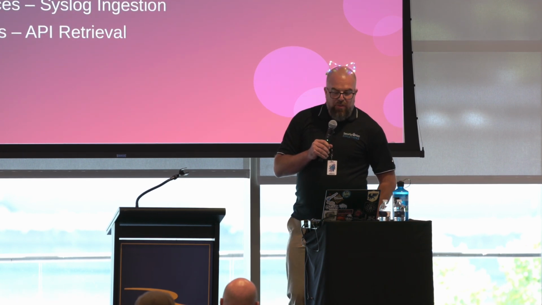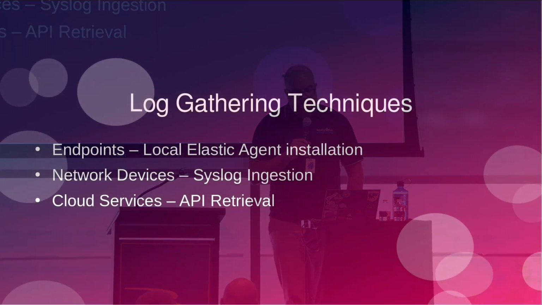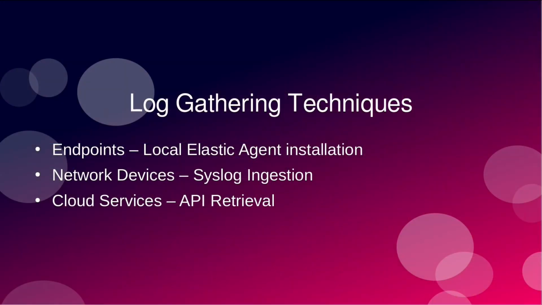When it comes to gathering these logs and putting them in one place, there's three sort of primary techniques that we can use. The simplest is if you have an endpoint, that is if you have a Windows box, a Linux box, a Mac OS box, you can just install a copy of the Elastic Agent on there. And again, I'm talking about in this Security Onion architecture.